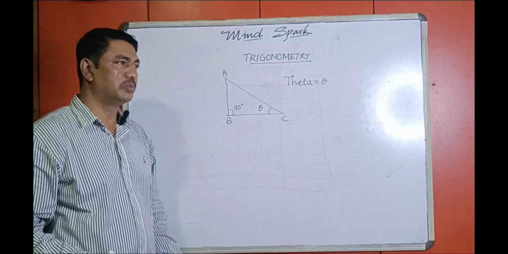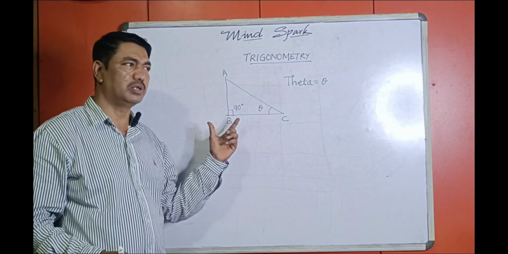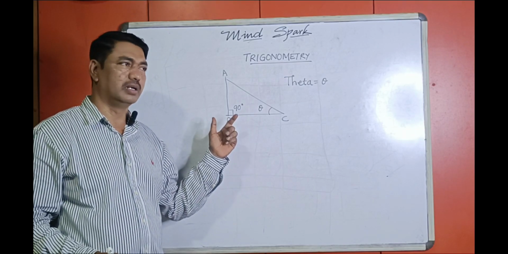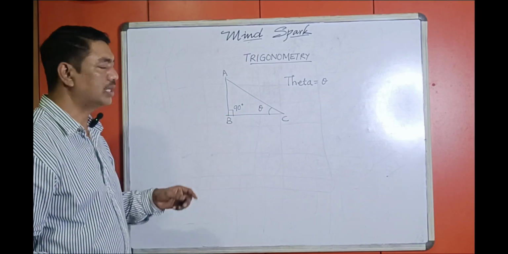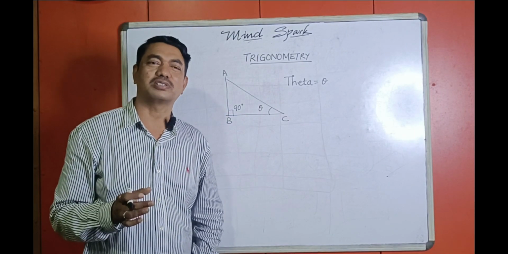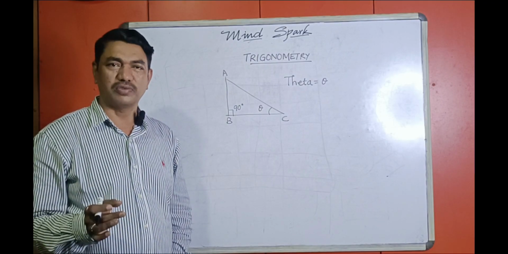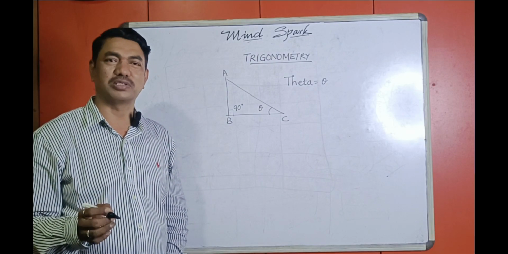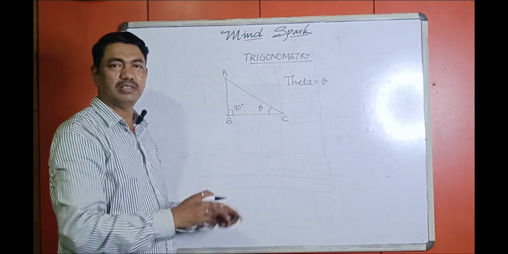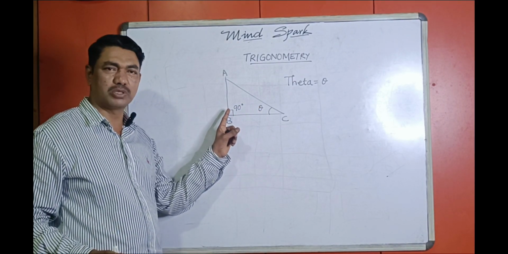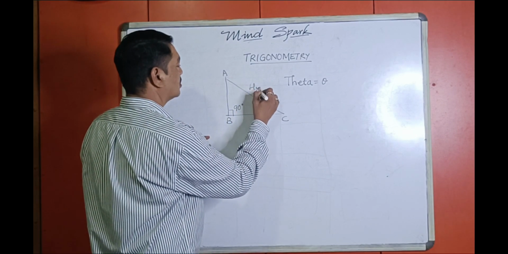Okay, so before going to trigonometry you should know Pythagoras theorem. In the last video I taught about Pythagoras theorem. So what is Pythagoras theorem? Pythagoras theorem states that in a right angle triangle the square of the hypotenuse is equal to the sum of the squares of the other two sides. Which is the hypotenuse here? The side opposite to 90 degree is called the hypotenuse.